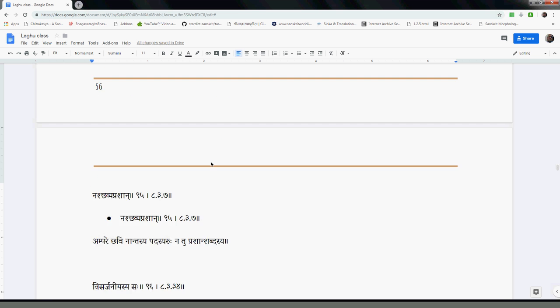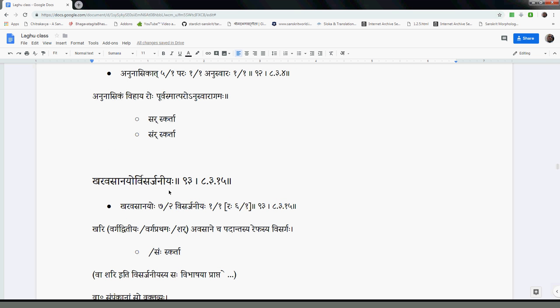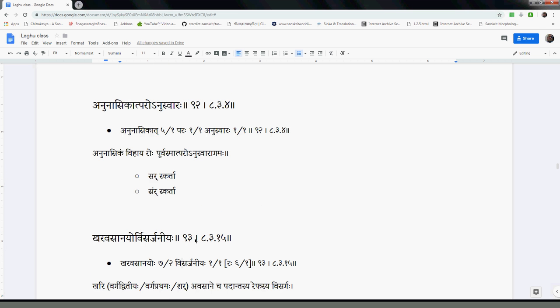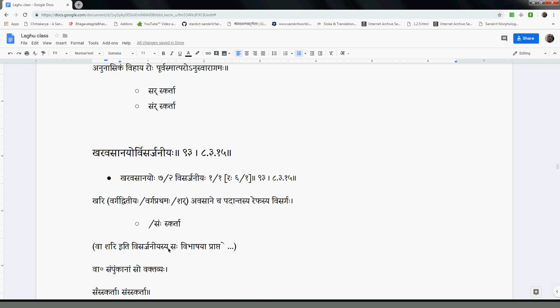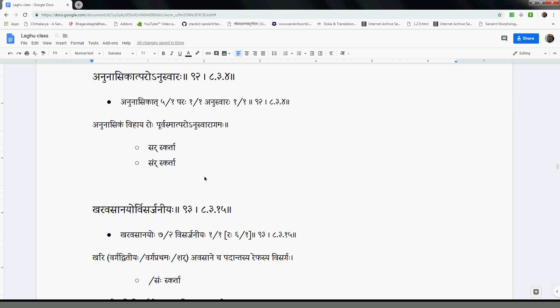So we were looking at HalSandhi Prakarna and we finished the sutra Kharavasanayo Visarjaniya, whereby in the derivation of Samskarta we got these two forms, Samskarta with an Anuswara and with an Anunasika. Both forms are valid. Now this sutra again will be dealt with in the Visarga Sandhi. This is in passing he has covered it to derive this form.